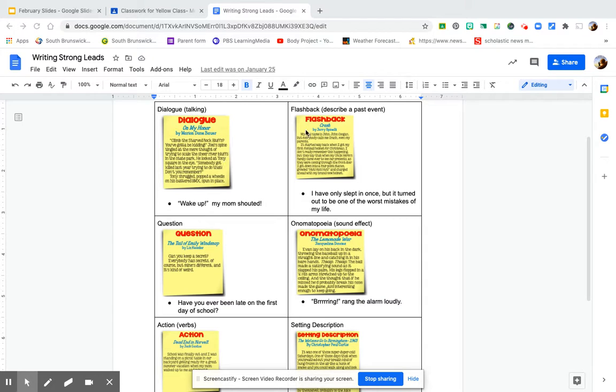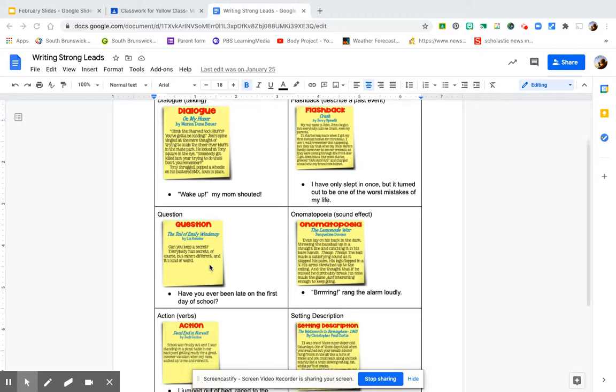A good one to use is a flashback. So that's a description of a past event. "I have only slept in once, but it turned out to be the worst mistake of my life." So you're telling about something that happened before, and you're leading into the story. If you remember when you read Crash by Jerry Spinelli, "My real name is John Coogan, but everybody calls me Crash, even my parents." And then he gives the start. It started when he was a kid and he would rush around and crash into things. That's a flashback. You're telling something that happened in the past. This is a nice lead to use for your narrative fiction.